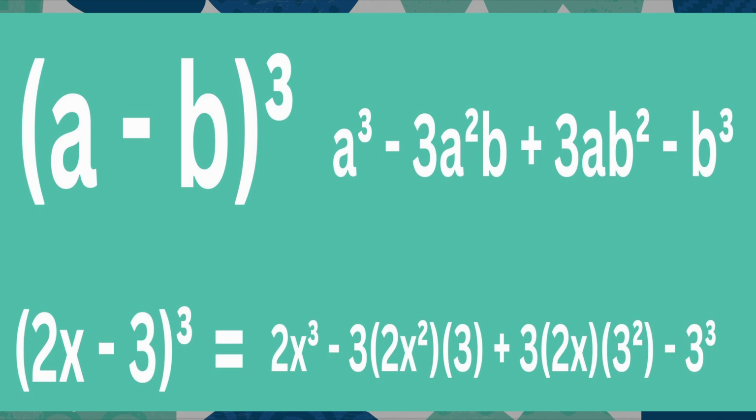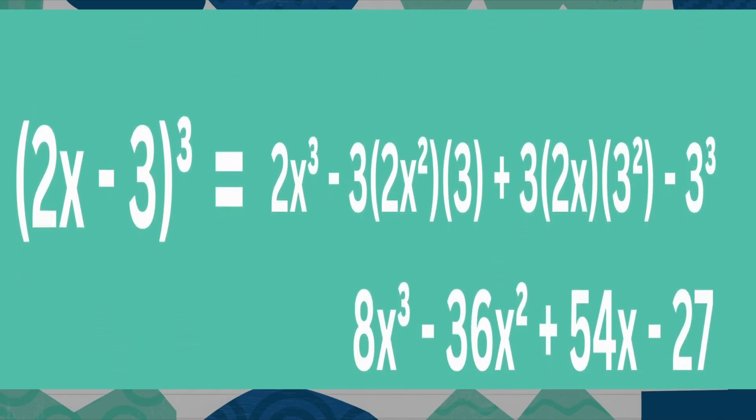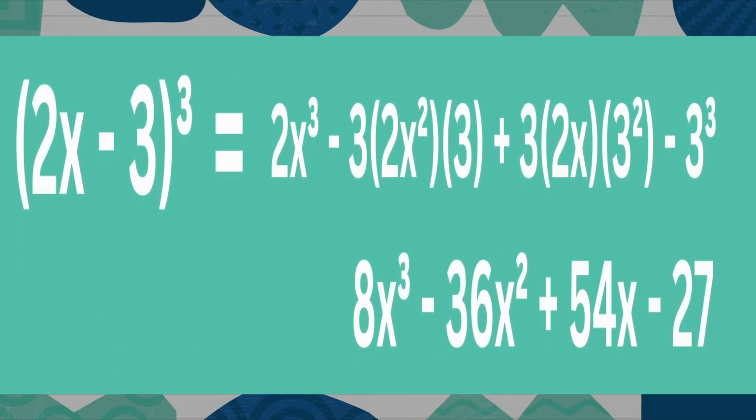A cubed will be 2x cubed. 3a squared b will be 3 times 2x squared times 3. 3ab squared will be 3 times 2x times 3 squared. And b cubed will be 3 cubed. Simplifying this, we will get 8x cubed.